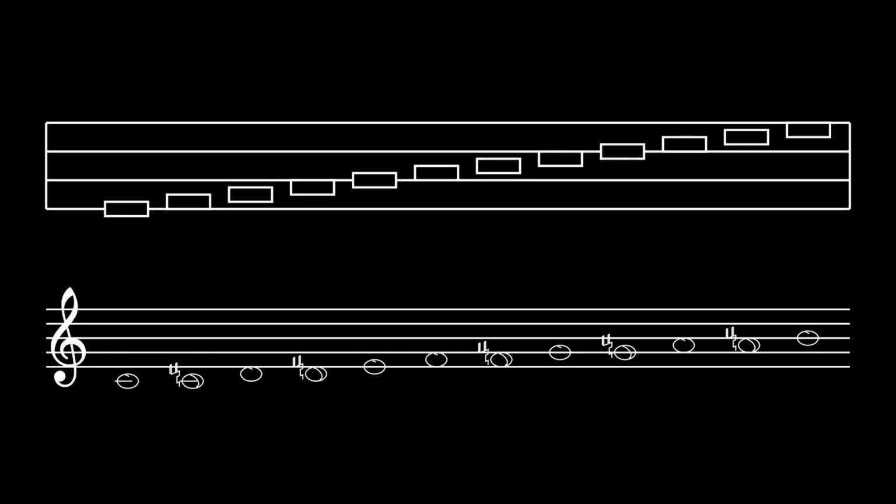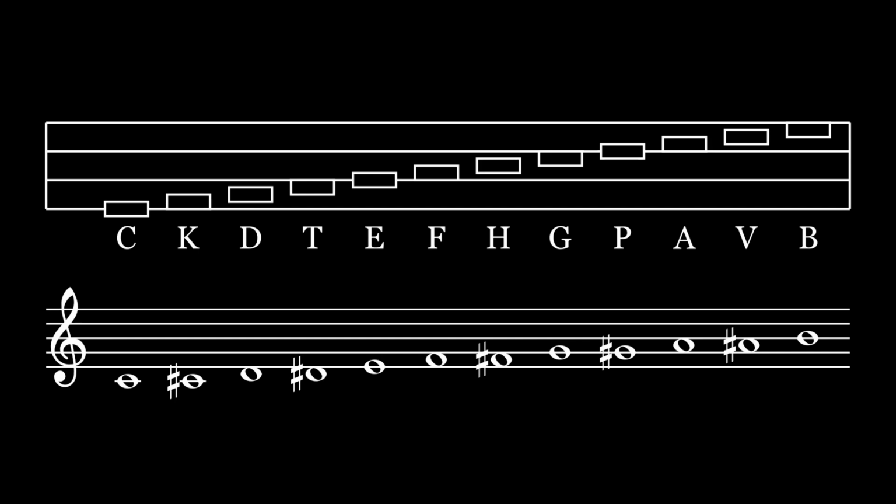Here, staves are divided into 4 lines and 3 spaces, and all 12 notes of the octave have a unique position on the staff. The main benefit of this system is that it eliminates the need for sharps and flats, and new letter names are introduced to refer to these notes. For example, C sharp is now K, D sharp is now T, and so on.